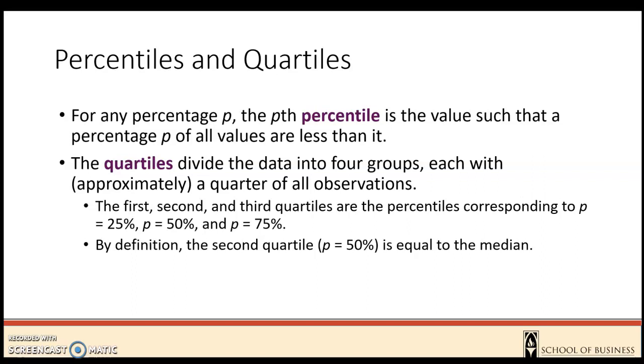If you were in the 95th percentile, it means that you are better than 95% of all the values. If you were in the 15th percentile, that means that you are only better than 15% of all the values. So that's what the percentile is.